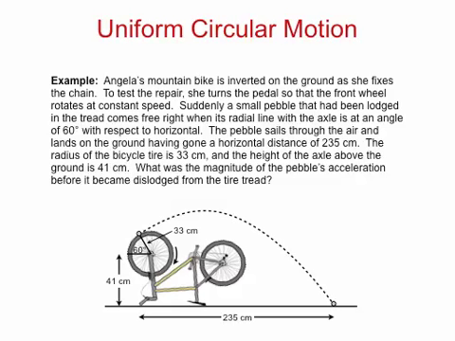The pebble sails through the air and lands on the ground, having gone a horizontal distance of 235 centimeters. The radius of the bicycle tire is 33 centimeters, and the height of the axle above the ground is 41 centimeters. What was the magnitude of the pebble's acceleration before it became dislodged from the tire tread? The problem provides us with a picture, so we don't need to do the usual drawing step. However, we ought to think about the problem and reason through our strategy for solving it before jumping in and writing down equations.